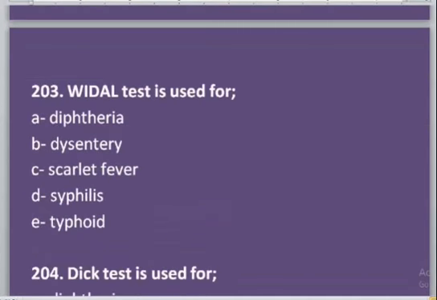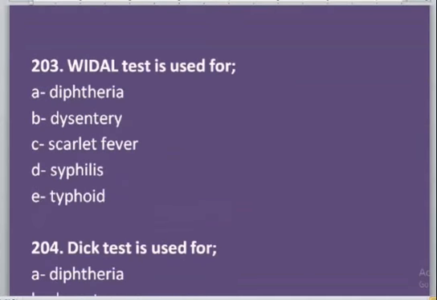Now moving on to the third MCQ, Vidal test is used for, again options are there, and actually we know that Vidal test is used for the diagnosis of typhoid.